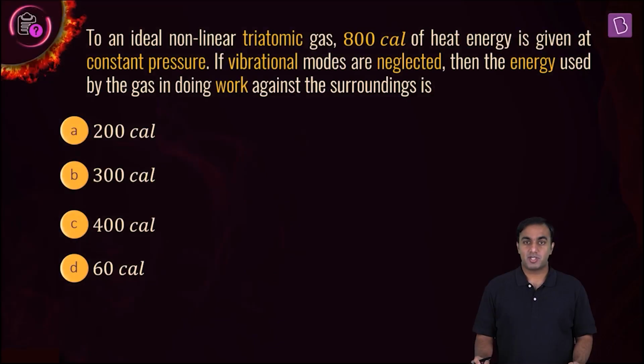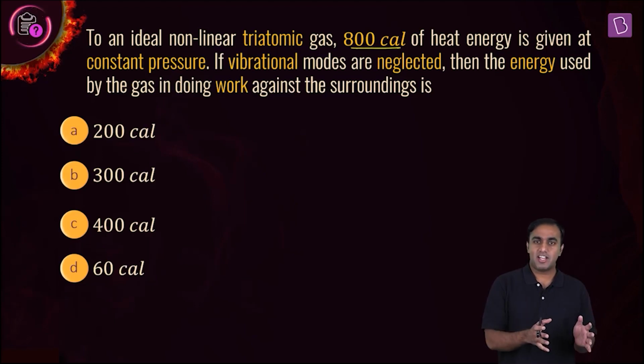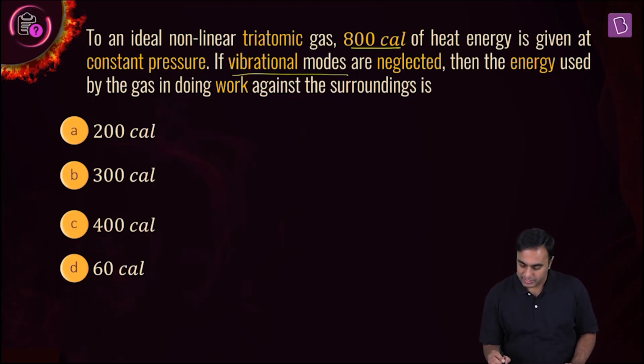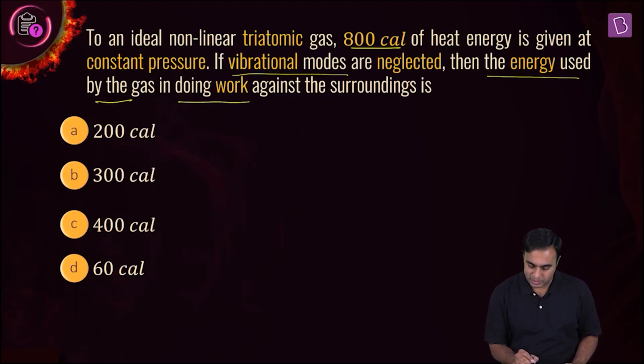Look at this interesting question we have on first law of thermodynamics application. In this question, we are considering an ideal non-linear triatomic gas sample, and we are providing 800 calorie of heat at constant pressure. In other words, this is isobaric heating. Out of 800 calorie that is provided to the system, some part of it is made use of in increasing the temperature, and the other part is made use of in doing the work against the surroundings.